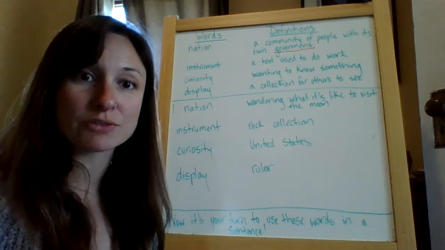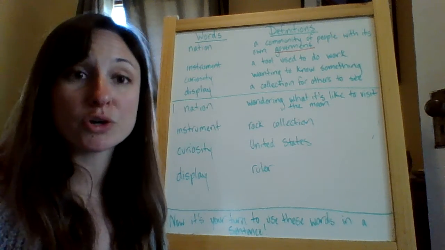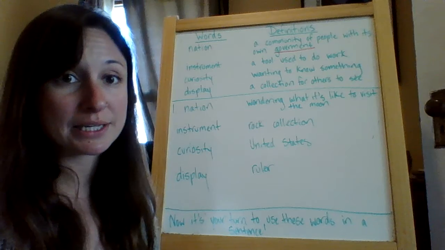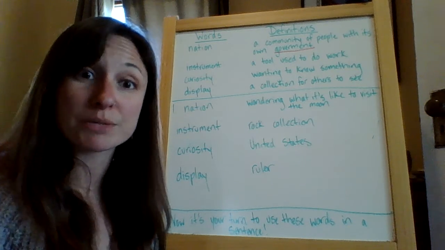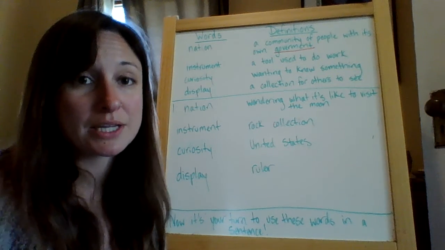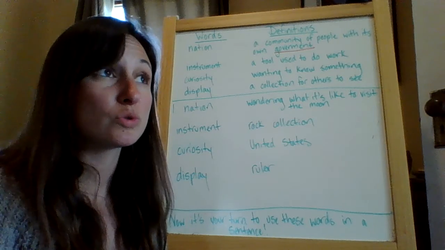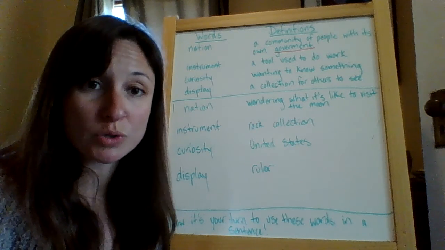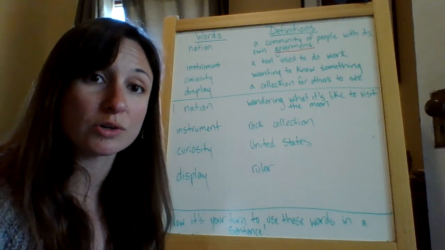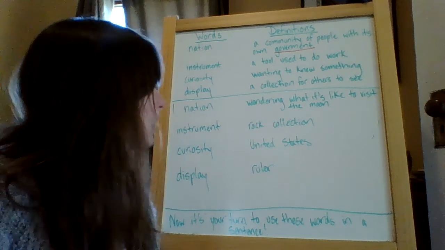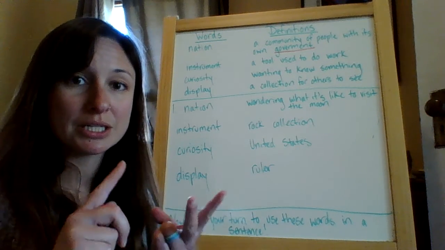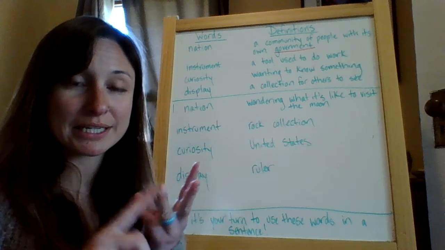Display is a collection for others to see. So if you go to an art museum, you would see a display of art, maybe paintings, maybe three-dimensional art of different kinds. If you were to go to a like historical museum of some sort, you would see displays of historical pieces of work. So those are the 4 words we're working on today: nation, instrument, curiosity, and display.